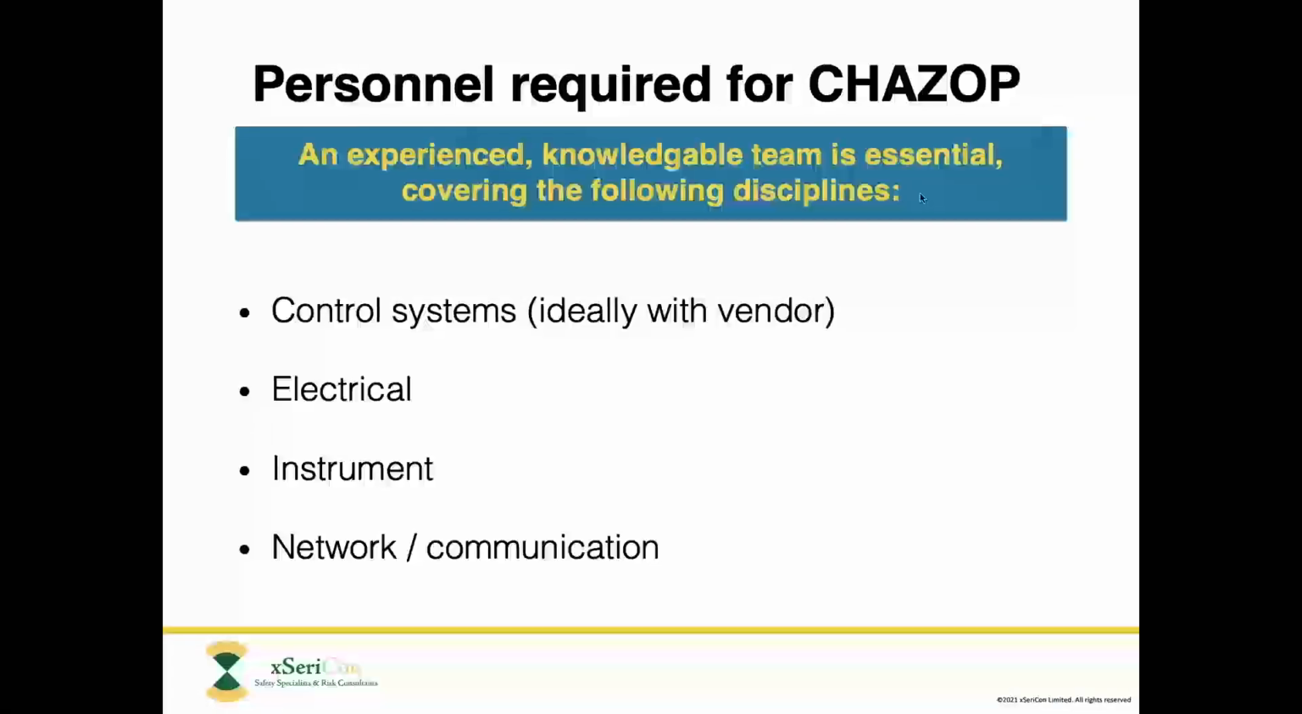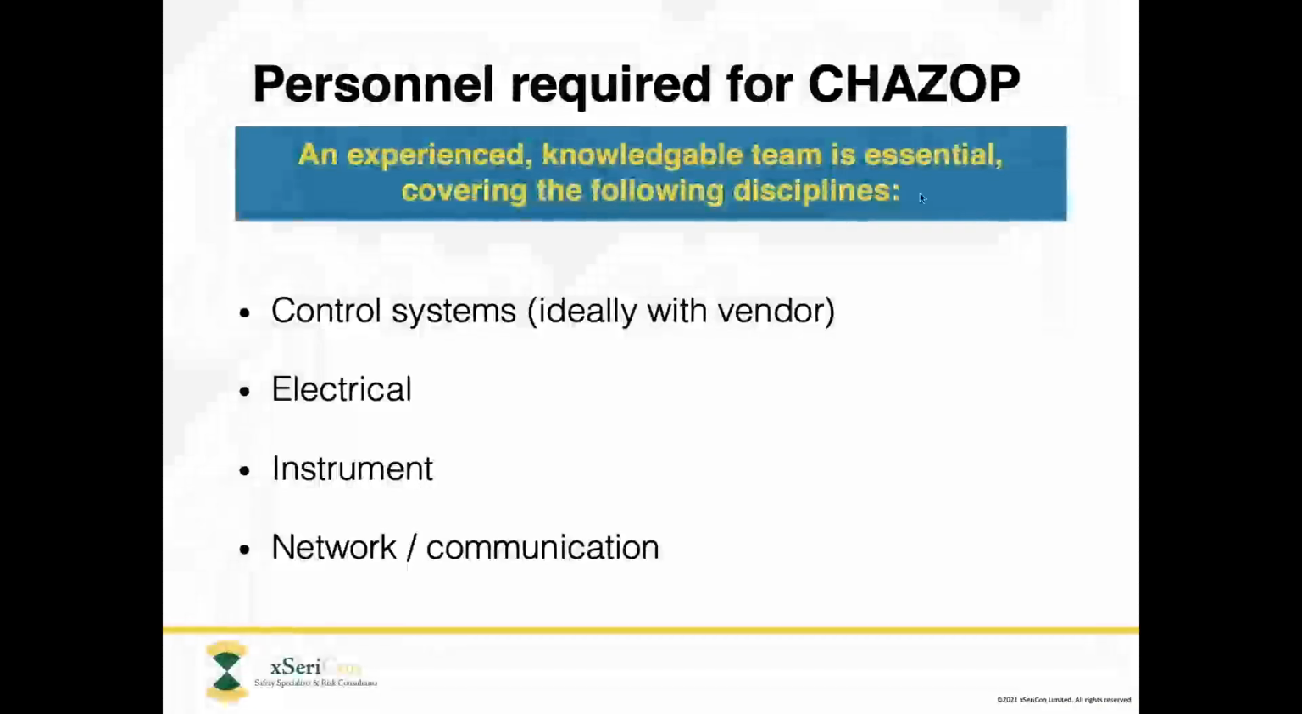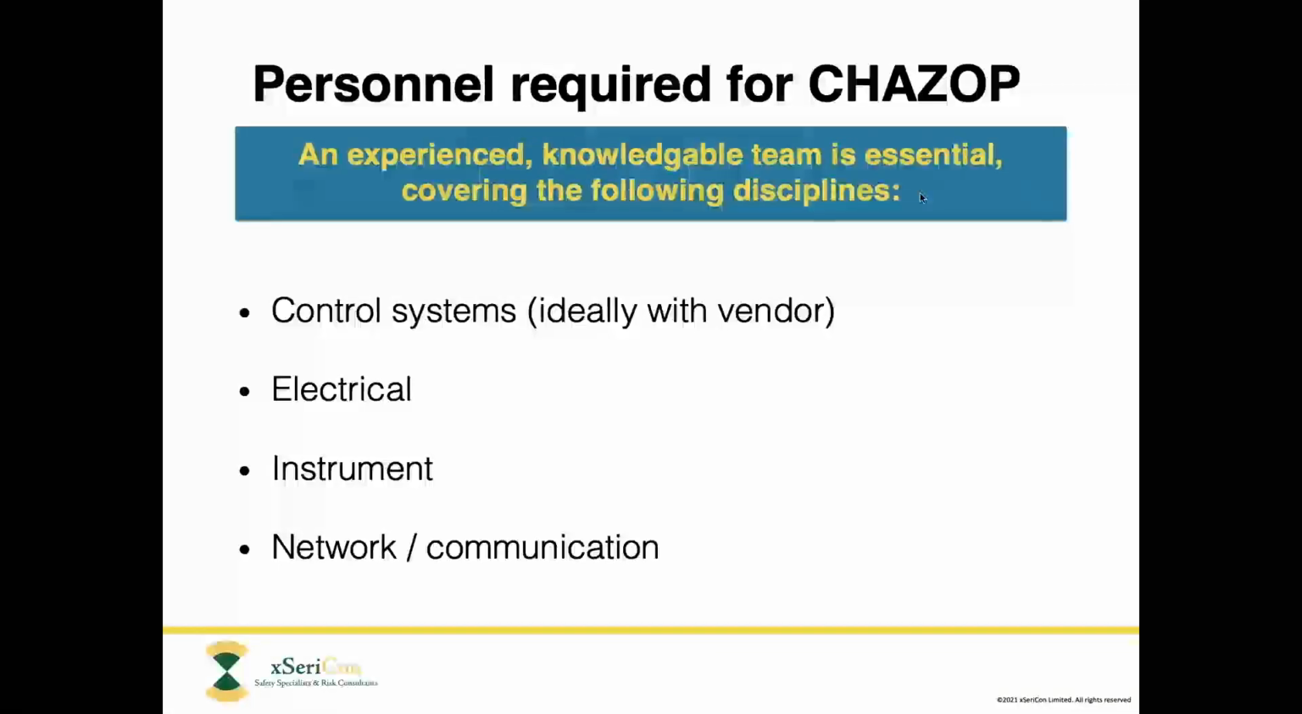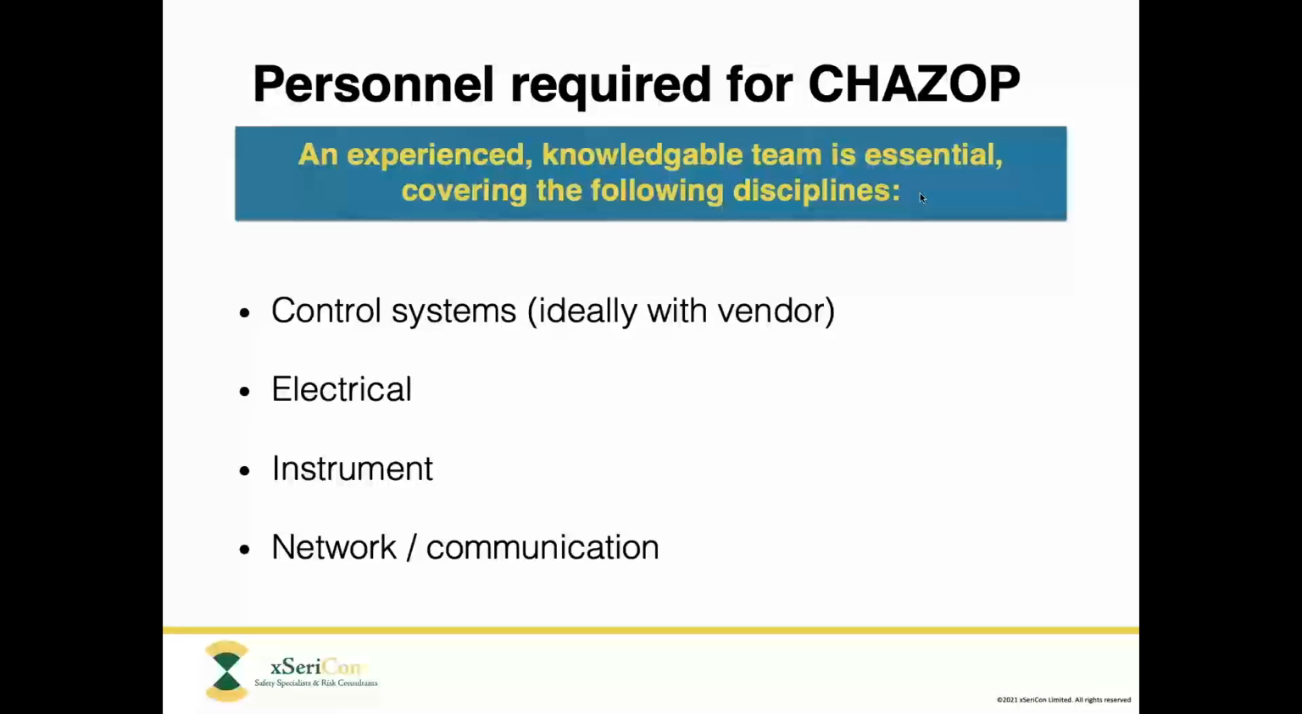Who else do we need to be present in the workshop? Well, we need a multidisciplinary team. The key person is the control systems engineer. If you can have a representative from the control system vendor, that is absolutely ideal, because those should be the people who have their fingers right on the knowledge of where the issues lie when we start digging deep into how the control system can malfunction and misbehave, or how it can be misoperated. So that's really the key discipline that we need.